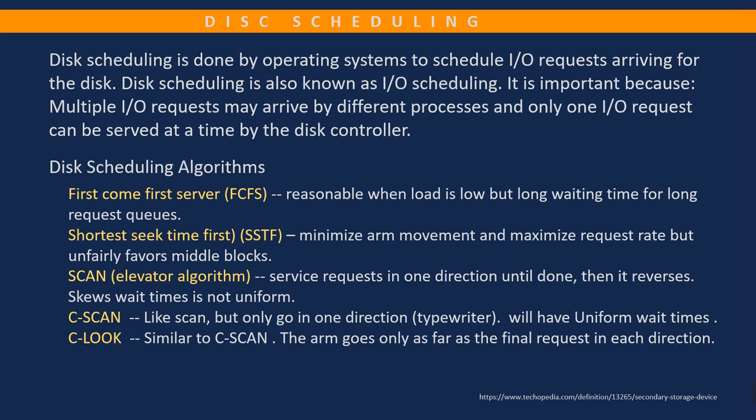And then you have the C-LOOK, similar to C-SCAN. The arm goes only as far as the final request in each direction. So now it will no longer go all the way to the extreme direction, but it will only go to the last data, as far as the final request in each direction.